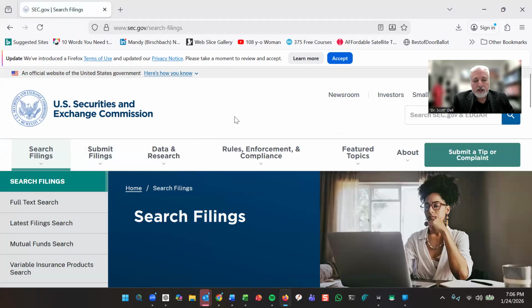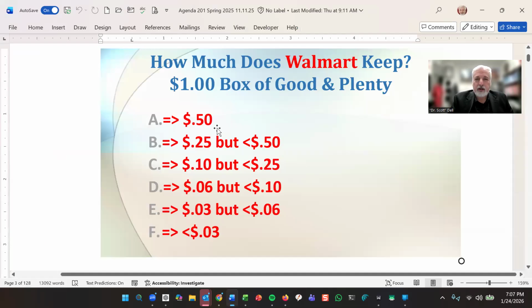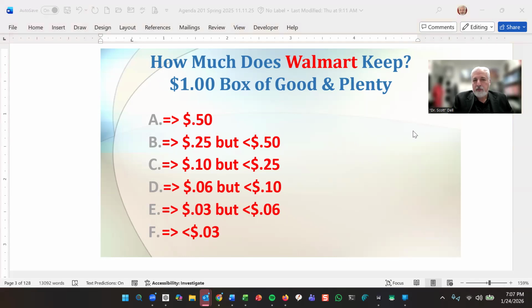I'm going to jump ahead and give you a question to answer. Please put a piece of paper in front of you and write down your answer. Keep yourself honest. I'm a fan of Good and Plenty. When I go in and ask how much does Walmart keep on a dollar box of Good and Plenty? Good and Plenty is more expensive now, so I'm going to say a dollar orange they sell. Are they going to keep 50 cents? The amount they put in their pocket when all is said and done.